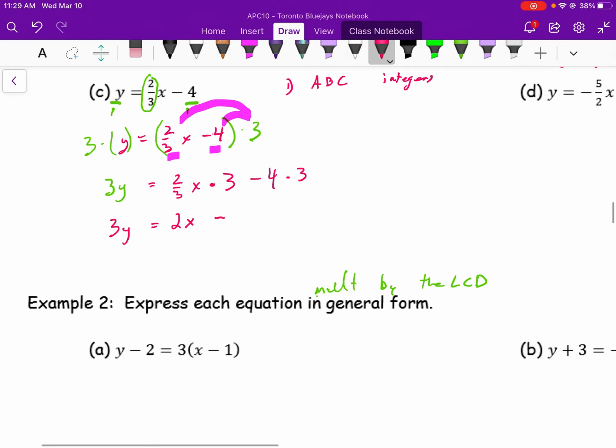Minus 4 times 3 is minus 12. So there we have it. I'm going to come back to this multiplication because I know it's likely some of you guys are wondering about that. Anyways, I'm almost home.